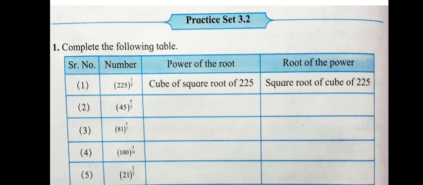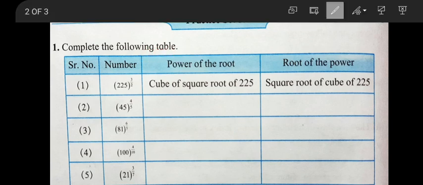Here in the practice set you are given a table and the question is: complete the following table. See what is the table? The numbers are given and you have to write the power of the root and root of the power. What is power of the root and root of the power? Let's understand this. Here a number is given with some power.